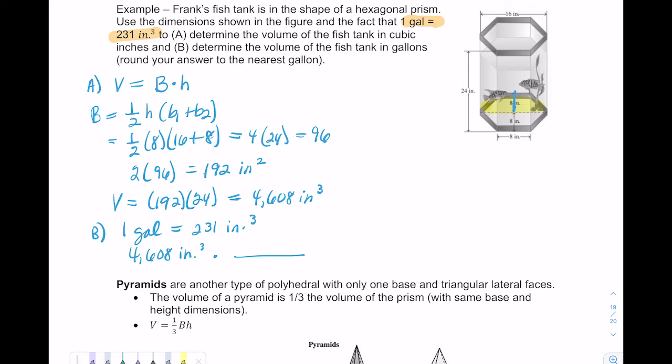Remember, I want gallons, so I want inches cubed to cancel. That means it needs to go in the denominator. So I know 1 gallon is 231 inches cubed. So the inches cubed are going to cancel. And all this really is 4,608 divided by 231. And that's going to give me 19.95 gallons. And we need to round to the nearest gallon. So that 9 makes the 9 here go up 1. So it's about 20 gallons, which is a big fish tank.